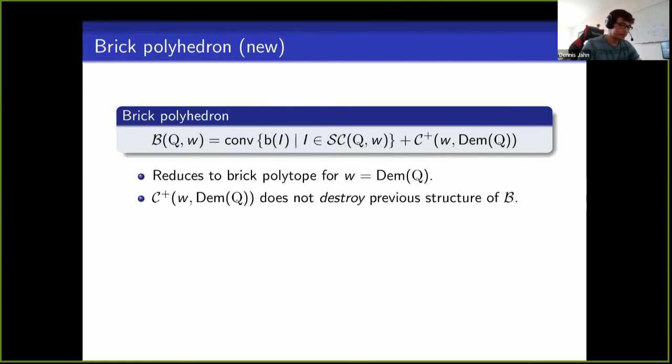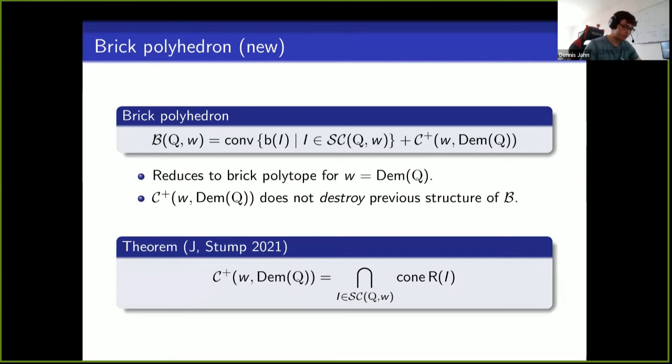The first important thing is that this reduces to the brick polytope if we are in the spherical case. So here, in the end, we just get a point and we get back our brick polytope. But we have to show that this cone does not destroy the remaining good structure of the non-spherical brick polytope that was still there. And this is given by the following theorem, saying that the Bruhat cone from W to the Demazure product of Q is exactly the intersection of all cones over root configurations.